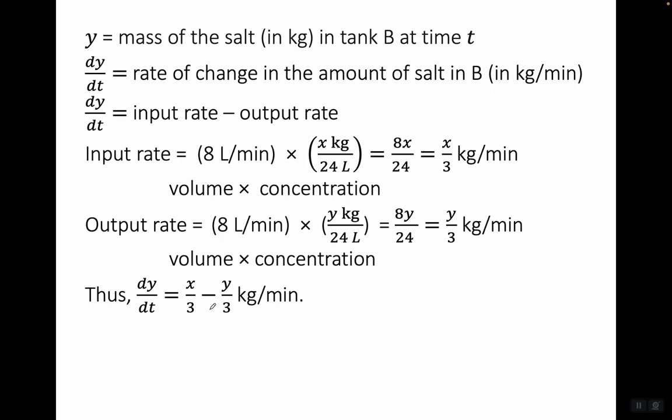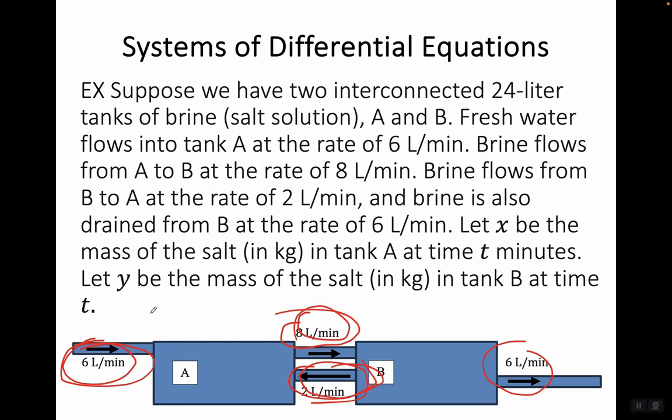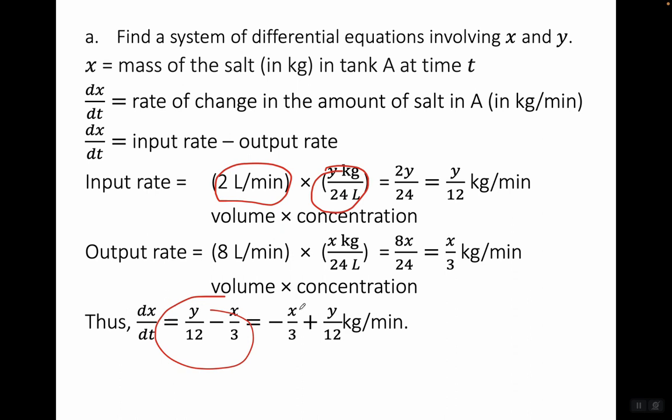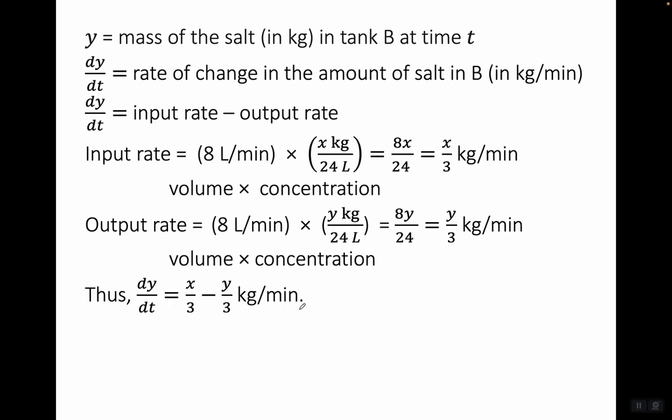Do the same thing for Y. Y is the mass of the salt in tank B at time t. dy/dt is the rate of change in the amount of salt in tank B. And dy/dt is the input minus the output. So the input rate, the rate at which brine is flowing into the tank, is 8 liters per minute, because we saw earlier that's the rate at which brine is leaving tank A and going into tank B. Multiply 8 liters per minute by the concentration of salt from tank A, that's X over 24, and you get 8X over 24, X over 3. That's the rate at which salt is flowing into tank B.